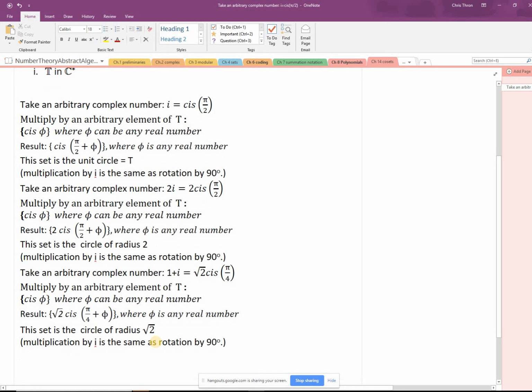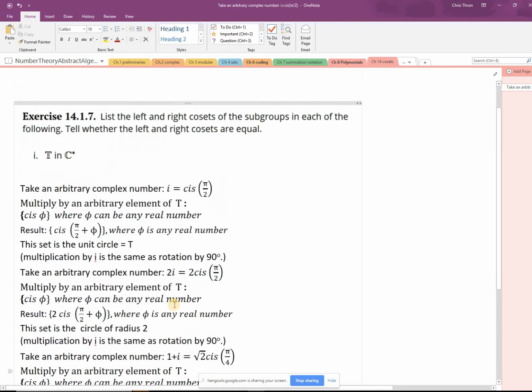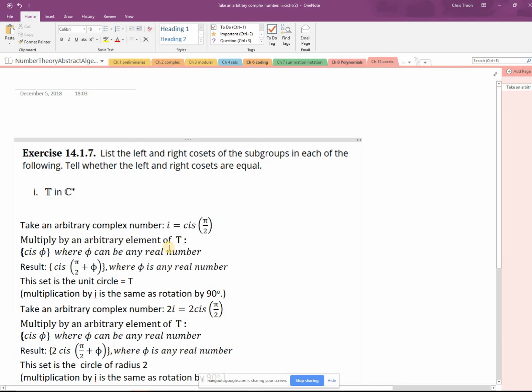So what are the cosets? Well, cosets are not numbers. Cosets are sets. And I should say the left cosets, because I haven't done right cosets yet. So, what did the problem ask for exactly? It says list left cosets.